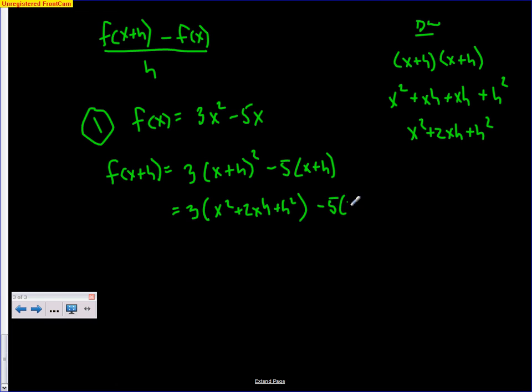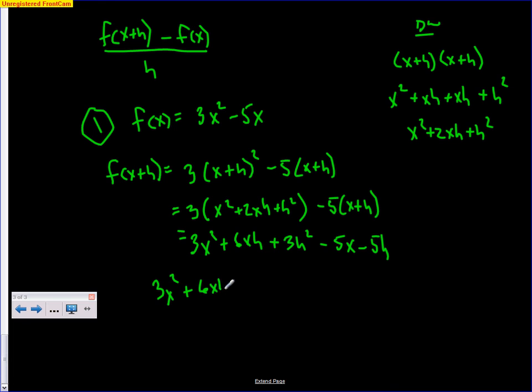minus 5 times x plus h. Do a little bit of distribution. I get 3x squared plus 6xh plus 3h squared minus 5x minus 5h. Don't forget to distribute the negative 5. All right, so now I'm ready to go here. F of x plus h, I just spent 2 minutes solving it. It is 3x squared plus 6xh plus 3h squared minus 5x minus 5h.